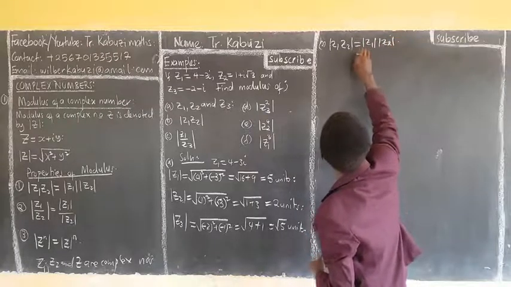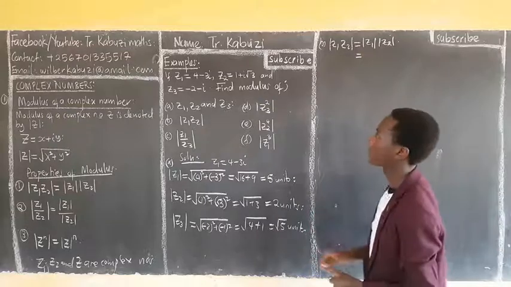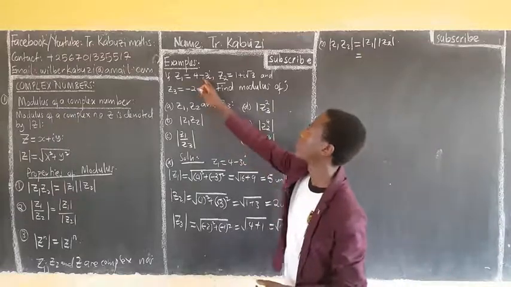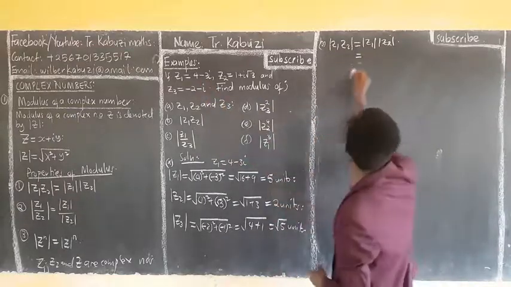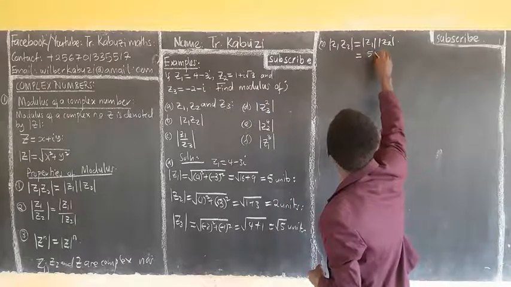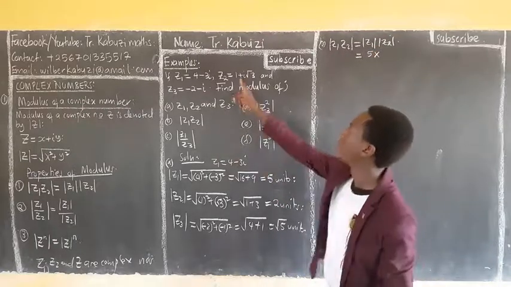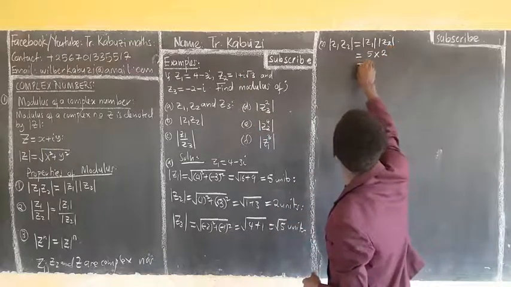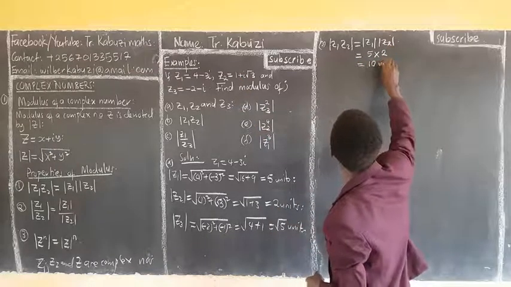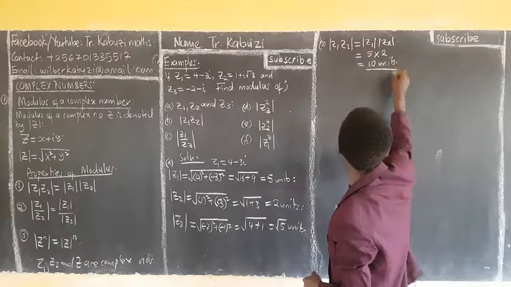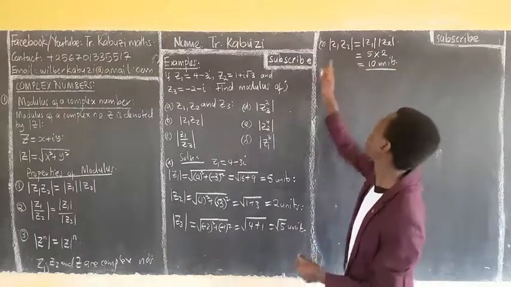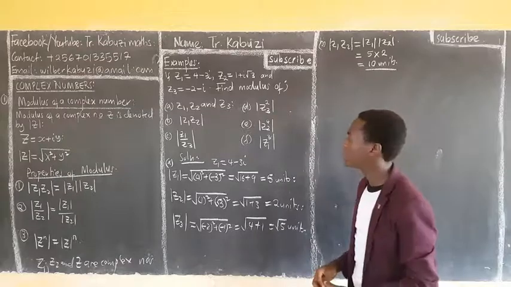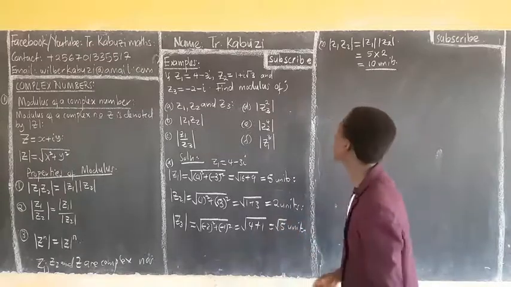Now, you know the modulus of z1. When you get the modulus of z1, here you got a 5. Then times the modulus of z2, the modulus of this, you get 2. And this will give you 10 units with ease. You don't need to go through multiplying, because that is wasting your time. It is just the modulus of one times the modulus of the other.